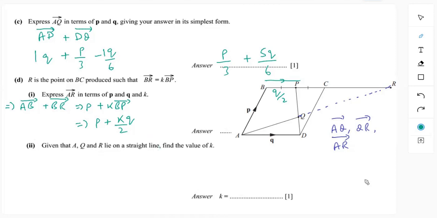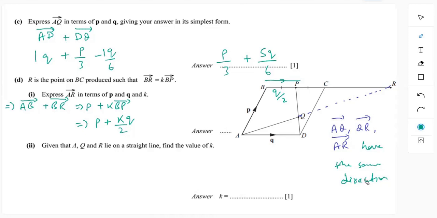Since they lie on the same straight line, that means these are all parallel. Parallel नहीं तो आप कह सकते हैं they have the same direction. बिल्कुल एक ही लाइन पे lie कर रहे हैं, they have the same direction. अब आपने क्या करना है? You take two of these vectors that you know of.